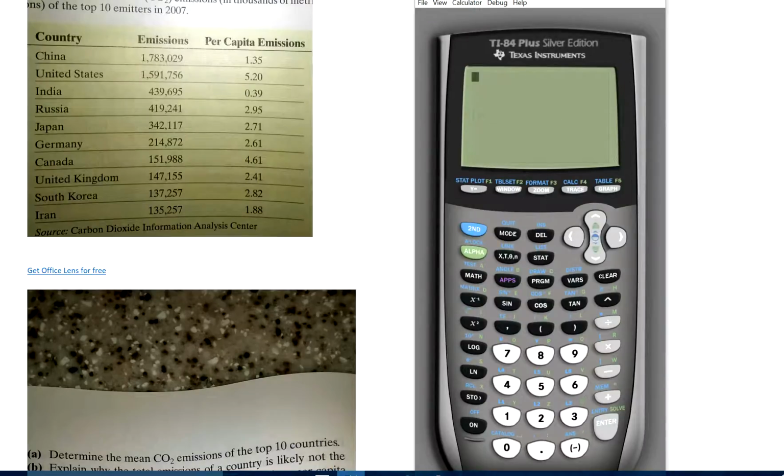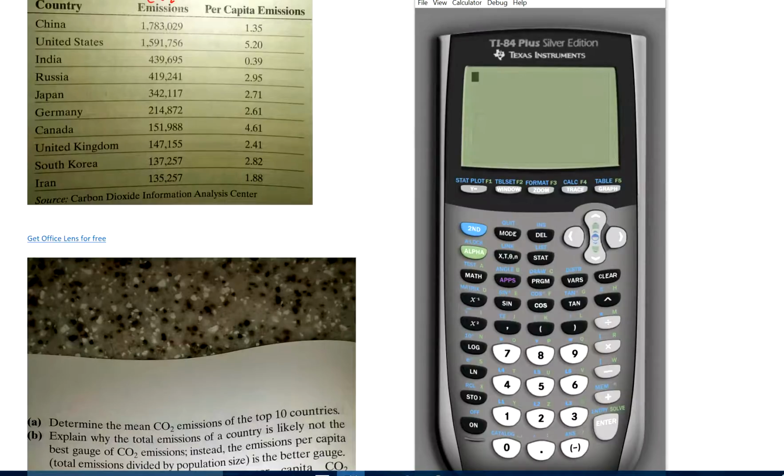Okay, 23. Looks like this. The given data represents fossil fuel carbon dioxide emissions, so CO2, in thousands of metric tons of the top 10 emitters in 2007. So this is carbon dioxide emissions for the top 10 in 2007.